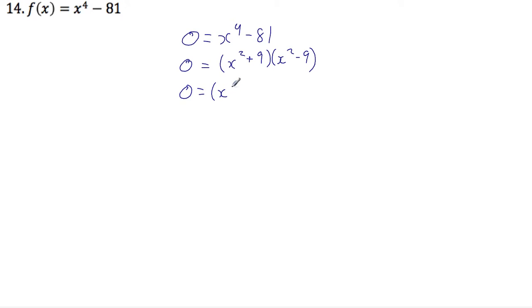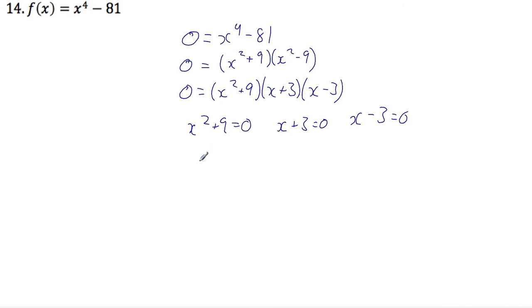And then if I look again, oh no, x squared minus 9 is also a difference of 2 squares. So I get x plus 3, x minus 3. Set these factors equal to 0. x squared plus 9 equals 0, x plus 3 equals 0, and x minus 3 equals 0. So solving, I get x equals 3, x equals -3, x squared equals -9, x equals the square root of -9, which is plus or minus 3i.